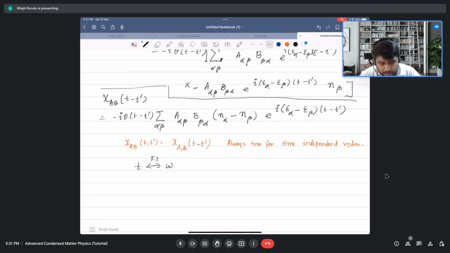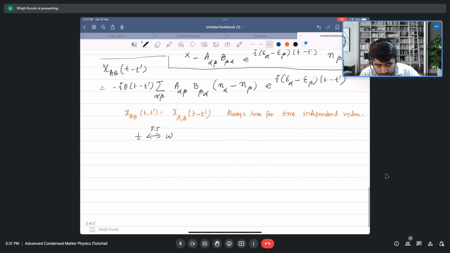Okay, and we'll see that in the omega space, or in the frequency space, this chi AB has all of this information that you can extract from this Hamiltonian, from these experiments. So to do the Fourier transformation, let me just write the formula. Chi AB as a function of omega is a Fourier transformation.